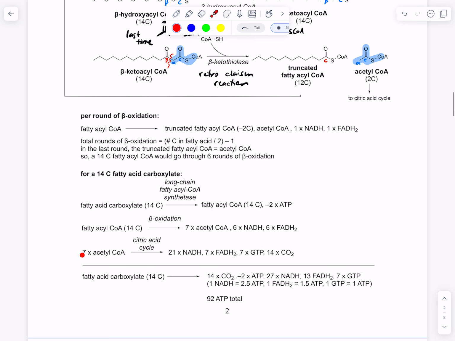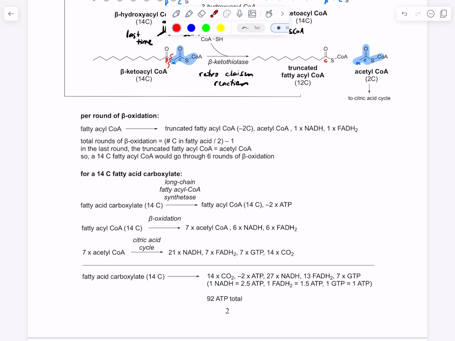And then the last line describes the fate of each of those 7 molecules of acetyl CoA that you make. And to get that, you need to review what the citric acid cycle does. So we're following a carboxylate all the way through beta oxidation 6 times, then to acetyl CoA, and then we're following those 7 acetyl CoAs that we make through the citric acid cycle. And we're summing up all of the NADHs and all the FADH2s that we get out along the way.